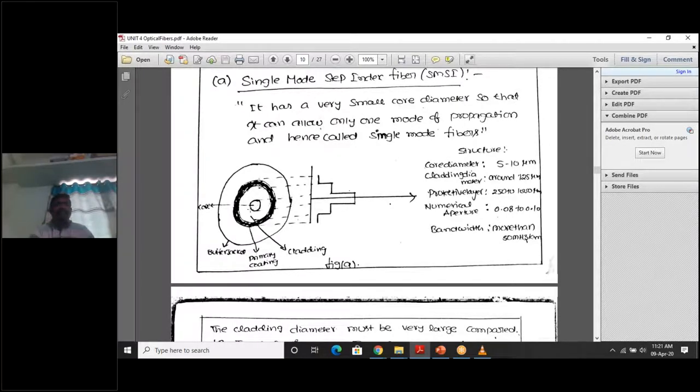It is able to propagate only one mode of light. That's why it is called a single mode step index optical fiber. First let me explain the definition, and I will elaborate later. Why it is called a single mode fiber is, here the core medium is able to propagate only one mode of light. That's why it is called a single mode optical fiber.